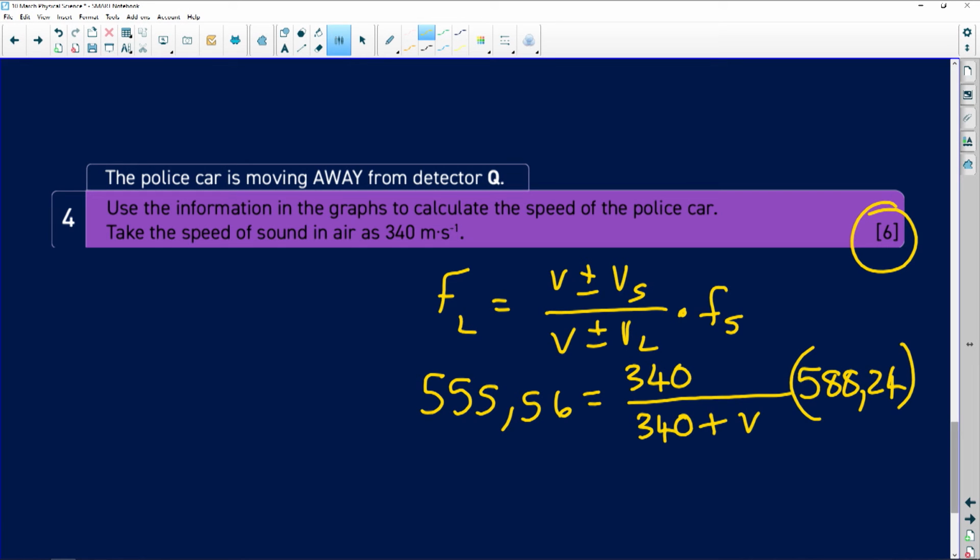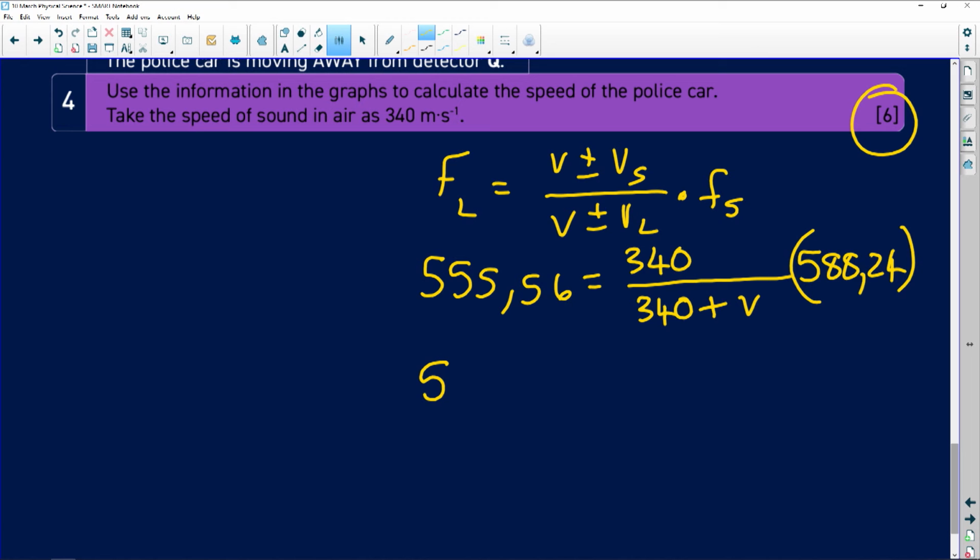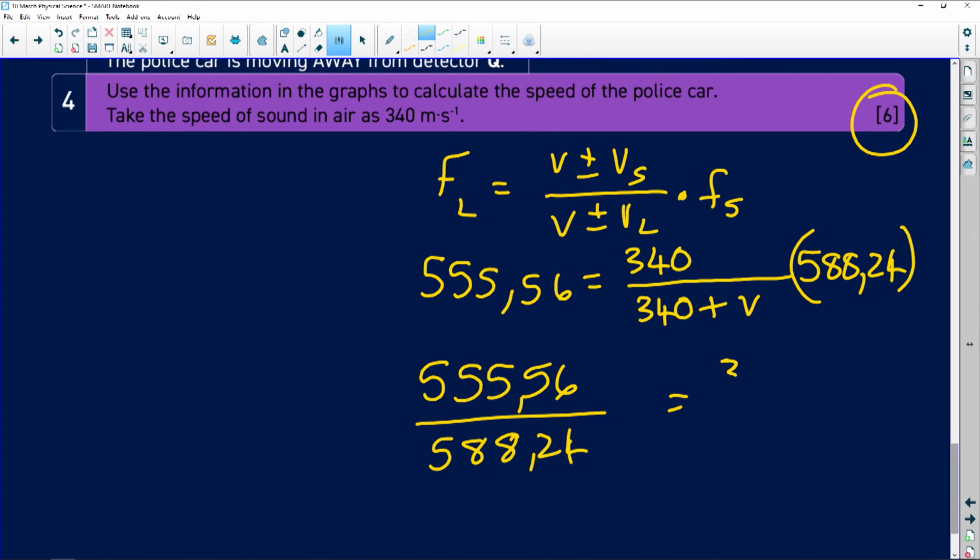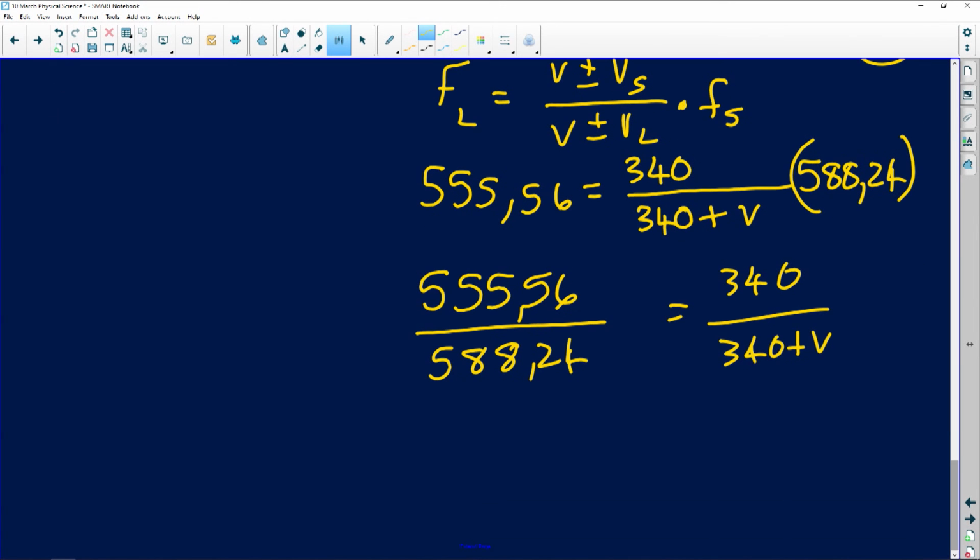So now you're going to have to do exactly the same for your other equation. Once we've got that, we can then cross multiply and solve. So let us have a look. I think the simplest would be to get rid of the 588. So we go 555.56 divided by 588.24 is equal to 340 over 340 plus V. Oh, I see this wasn't actually a simultaneous, but okay, fine.